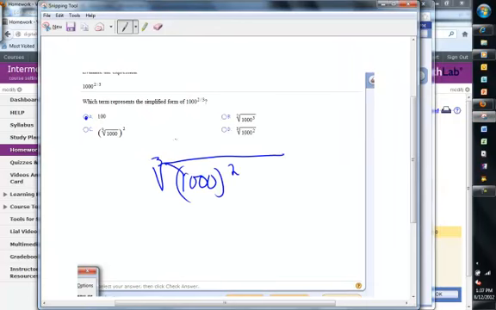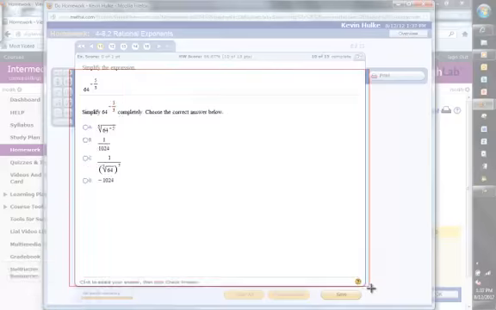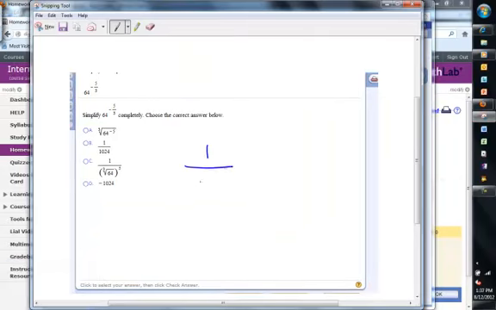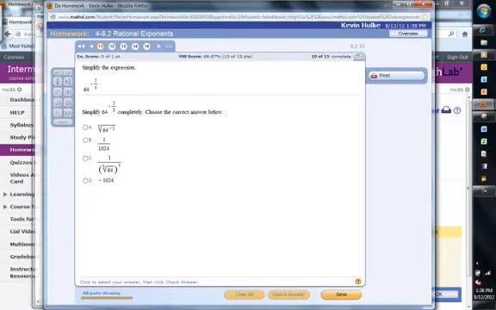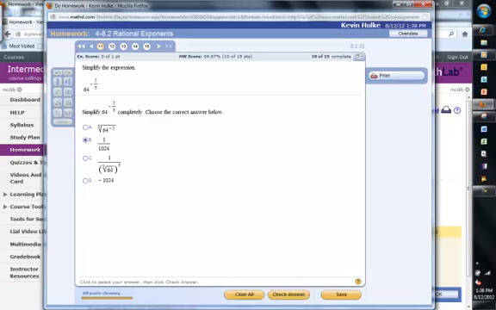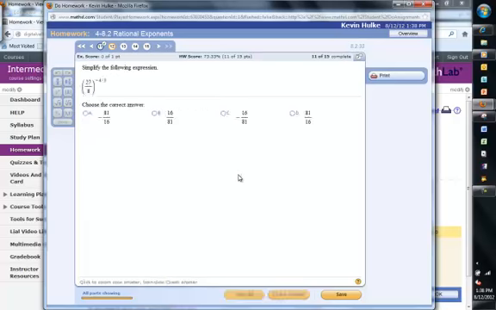64 to the negative 5/3. So that's 1 over 64 to the 5/3, which is 1 over the cube root of 64 to the 5th. Cube root of 64 is 4. 4 to the 5th is 1,024. So our answer is 1 over 1,024.